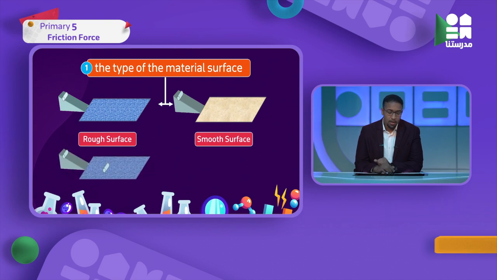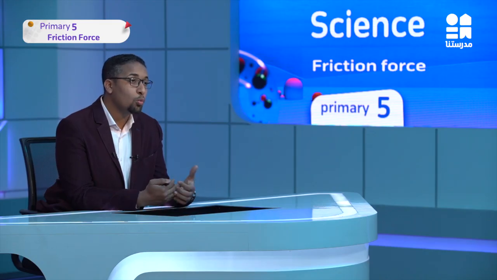Material surface could be a rough surface or a smooth surface. When we roll a piece, a cylinder or marble on this rough material, it will move a certain distance, while on the smooth material, it will move a larger distance, even larger than on the rough material. So between smooth, the friction will be less. Between rough, the friction will be more.